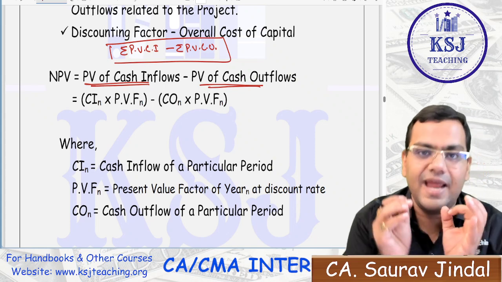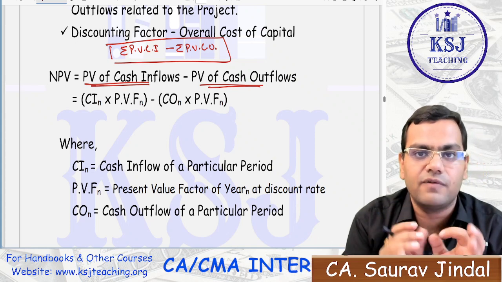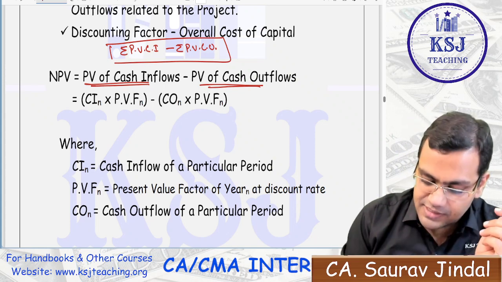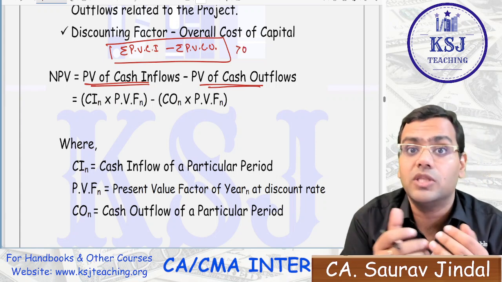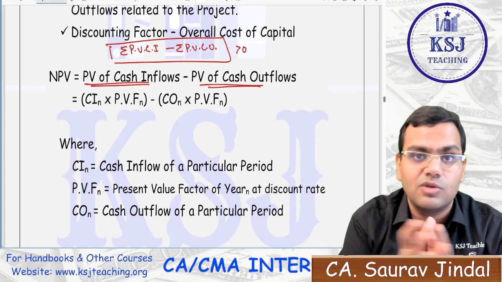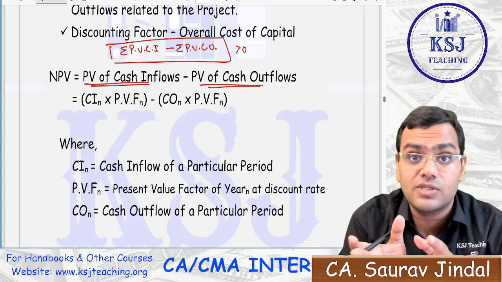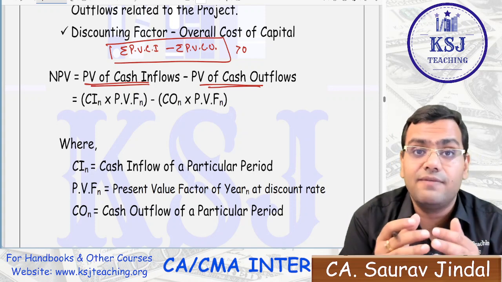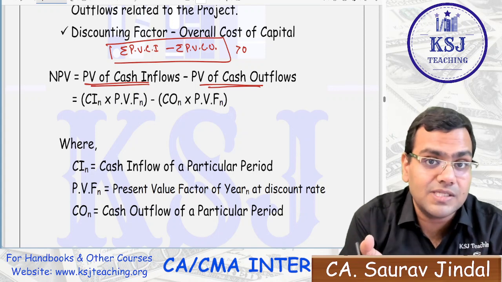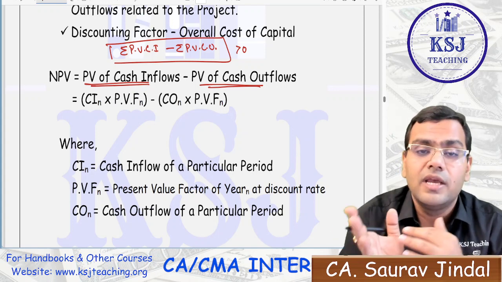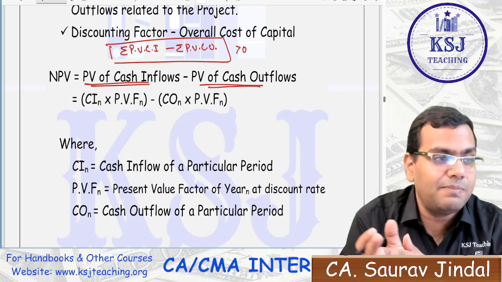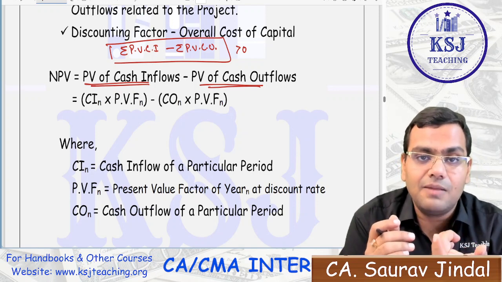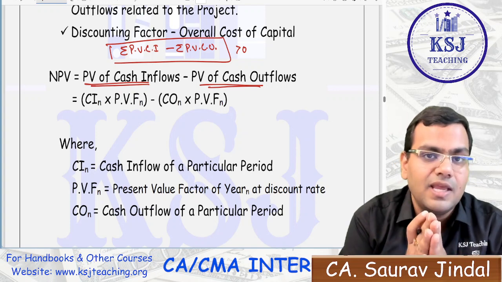What is the net benefit that you will be earning from a project? If this is greater than zero, you can accept the project, depending upon the nature of the project, whether it is mutually exclusive. If it is a mutually exclusive project, then the project which is giving you the highest NPV will be selected. If it is an independent project, then all the projects with the positive NPV can be selected, right? So NPV tells us what is the net benefit from a project that we will be getting, right?